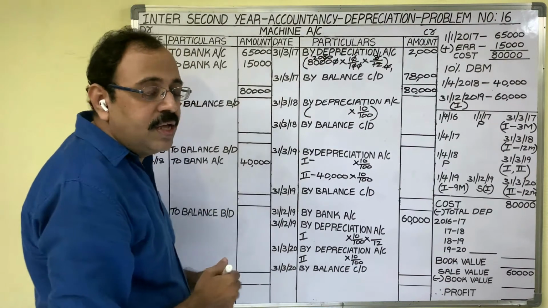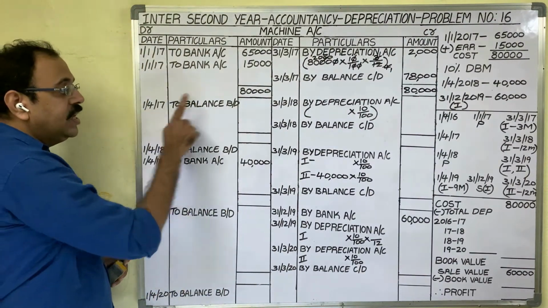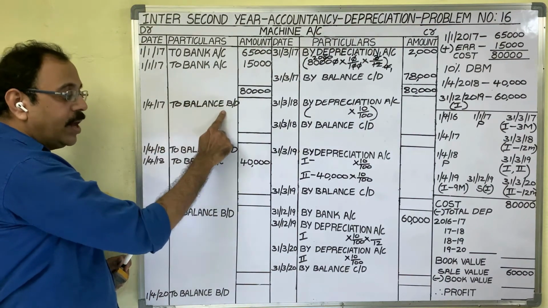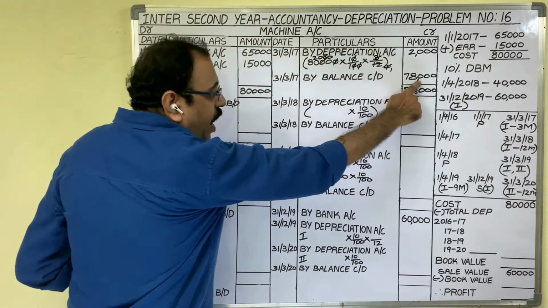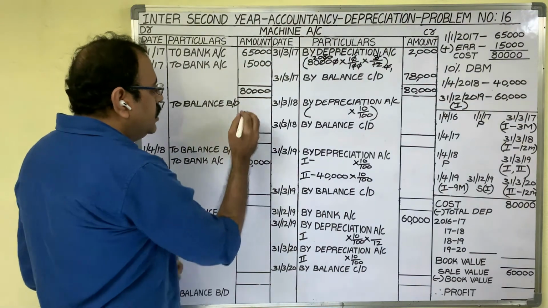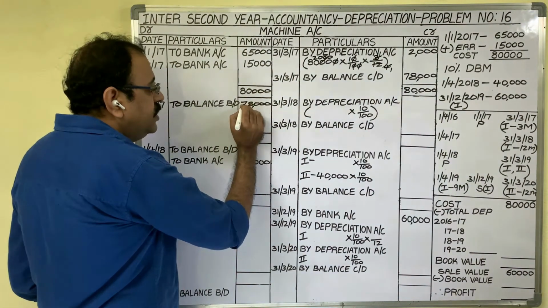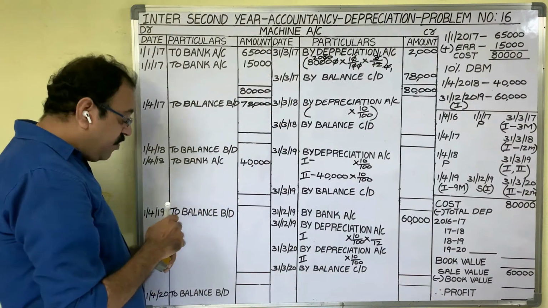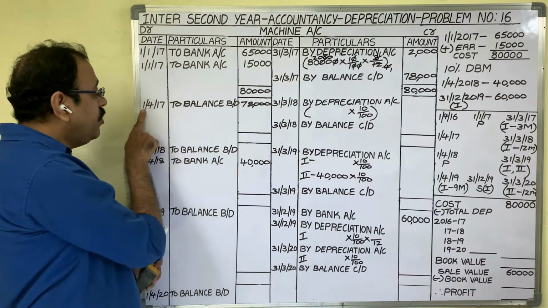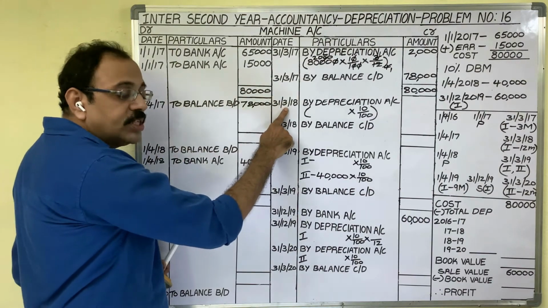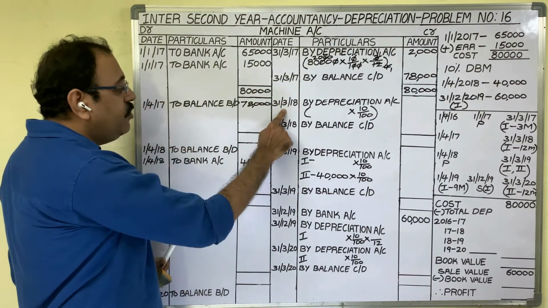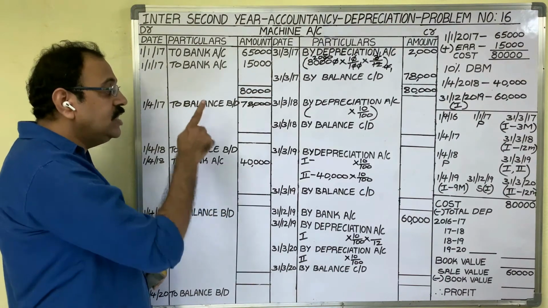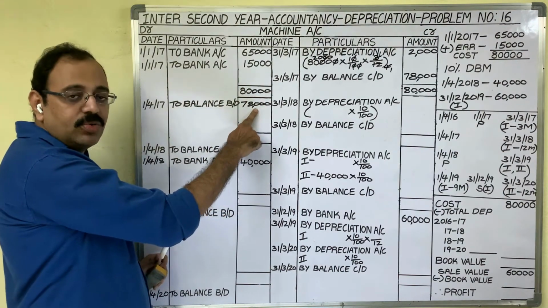Come to second year. Second year starting date is next immediate date of this date, 1st April 17, to balance brought down. Bring this value on debit side, 78,000. In second year there is no purchase, there is no sale. So first asset we used from 1st April 17 to 31st March 18. Full year we use this first asset. First asset opening balance in second year is 78,000.